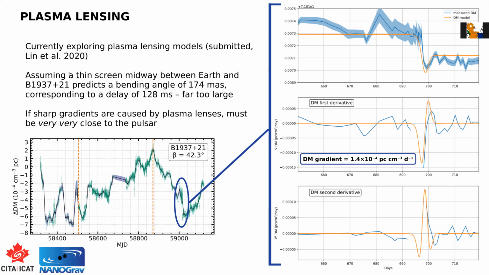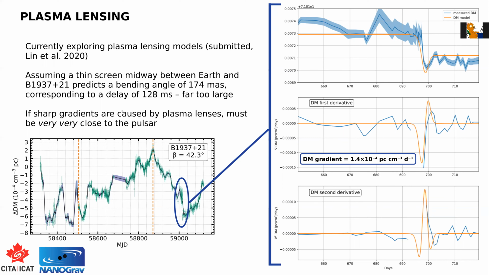So the canonical assumptions that go into this. And it clearly doesn't work. I mean, we can see a huge drop-off that is in the data set that looks consistent with plasma lensing, but the numbers that come out are enormous.